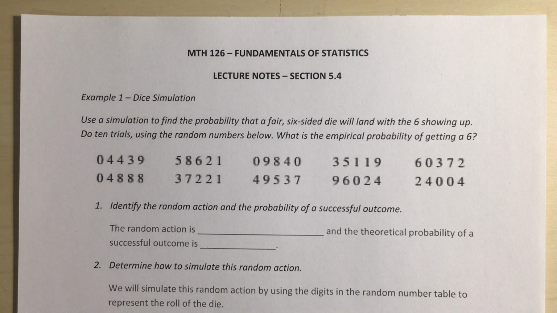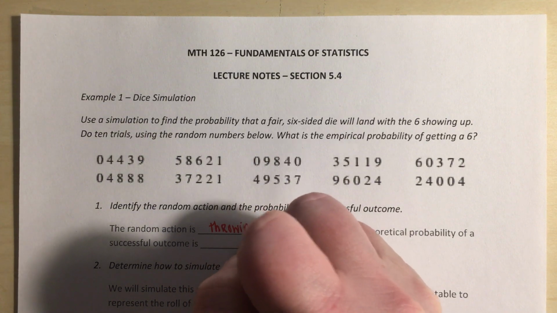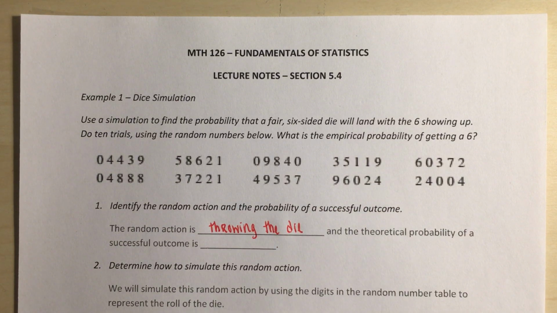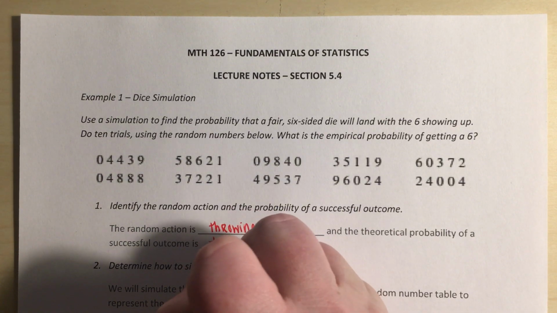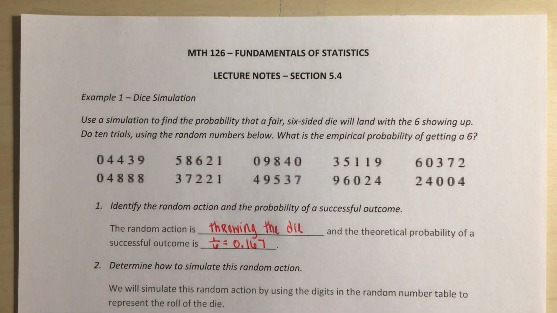All right, so step 1, identify the random action and the probability of a successful outcome. The random action is throwing the die. And the theoretical probability of a successful outcome, if we think about a fair 6-sided die, we have exactly one number 6 on there. So 1 out of 6 gives us 0.167, or 16.7% if we were to write that as a percent.